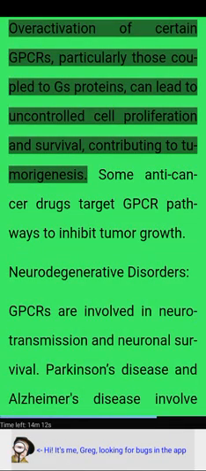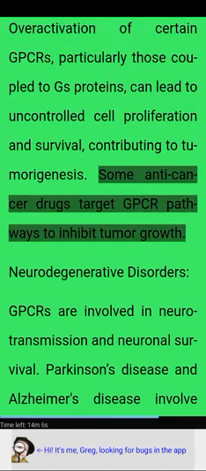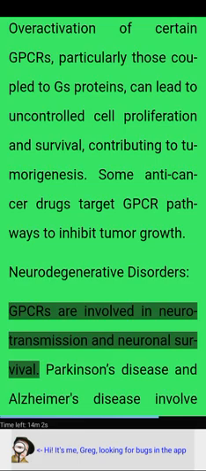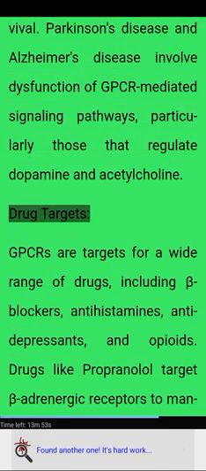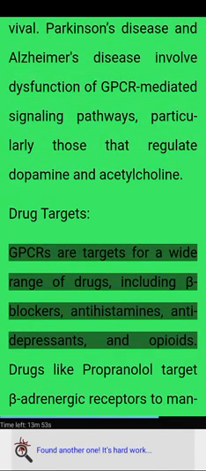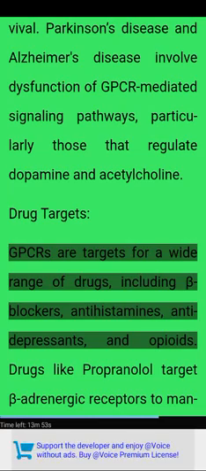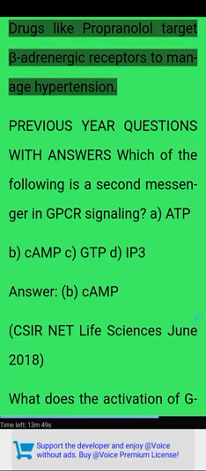Overactivation of certain GPCRs, particularly those coupled to Gs proteins, can lead to uncontrolled cell proliferation and survival, contributing to tumorigenesis. Some anti-cancer drugs target GPCR pathways to inhibit tumor growth. Neurodegenerative disorders: GPCRs are involved in neurotransmission and neuronal survival. Parkinson's disease and Alzheimer's disease involve dysfunction of GPCR-mediated signaling pathways, particularly those that regulate dopamine and acetylcholine. Drug targets: GPCRs are targets for a wide range of drugs, including beta blockers, antihistamines, antidepressants, and opioids. Drugs like propranolol target beta-adrenergic receptors to manage hypertension.